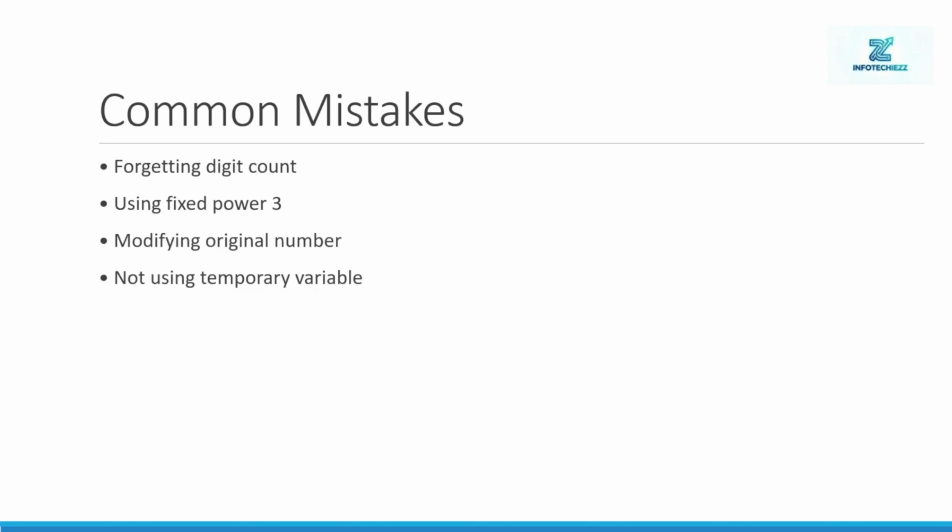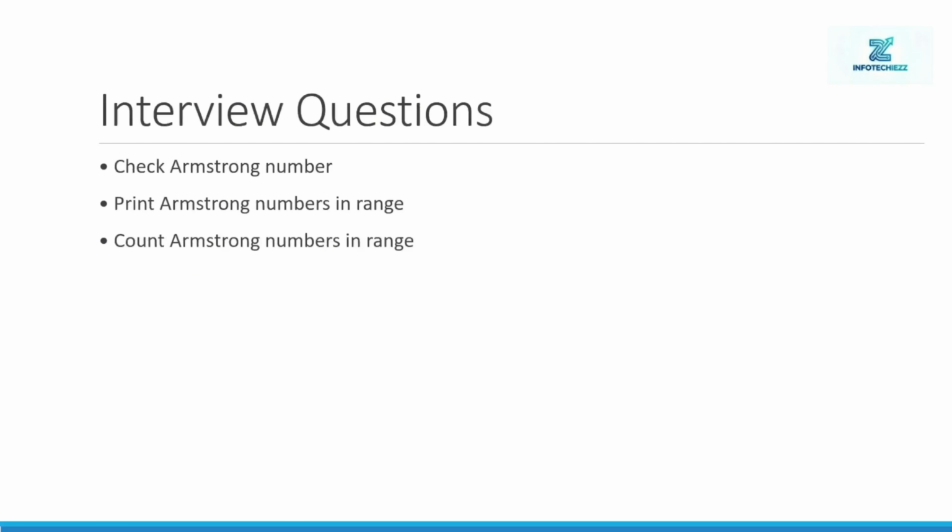Common mistakes students make are using a fixed number 3 for all numbers, forgetting to count the digits, or modifying the original number without storing it, so not using a temporary variable. Avoid these mistakes in interviews. In interviews, they may ask to check an Armstrong number, print Armstrong numbers in a range, and count Armstrong numbers in a range. Sometimes they combine it with loops or functions.